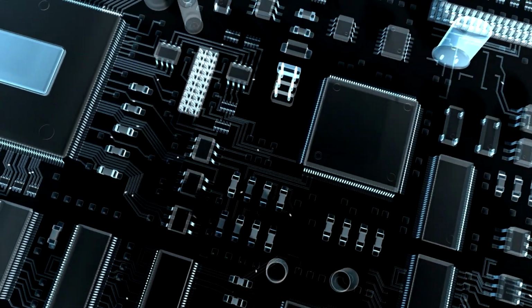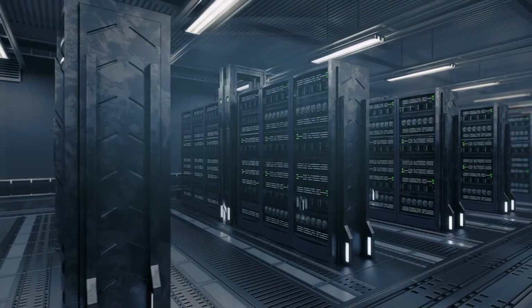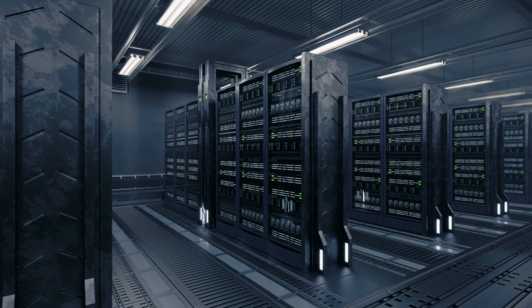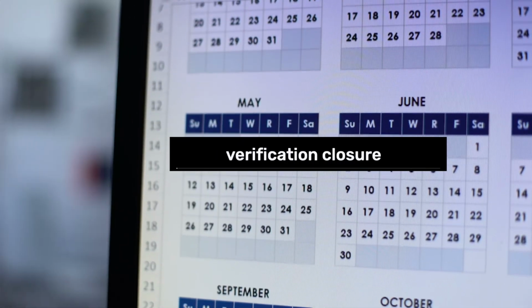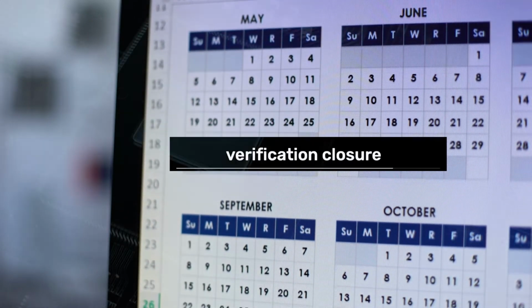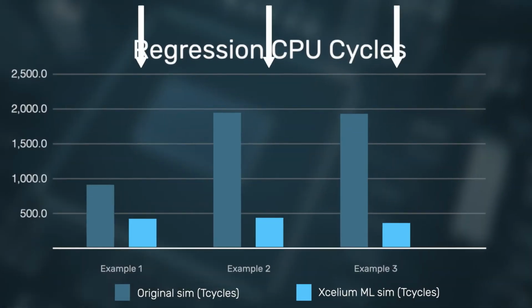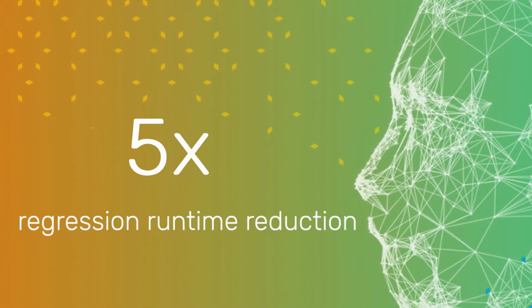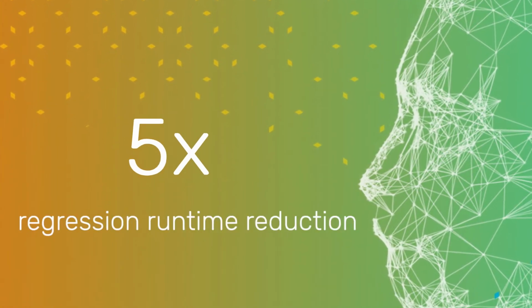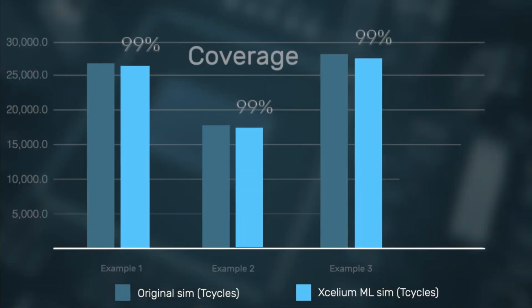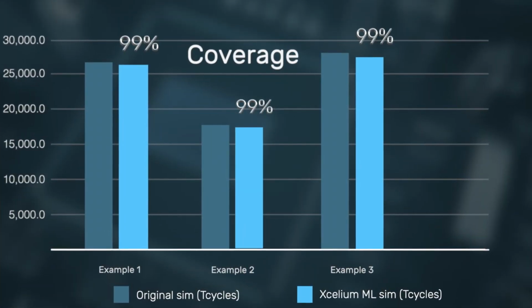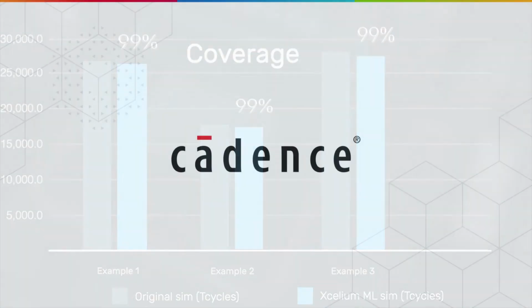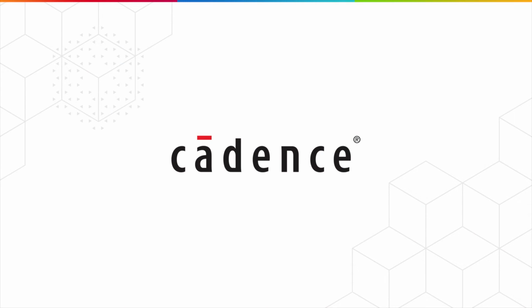Your designs are getting bigger. Verification is consuming thousands of CPU hours. And verification closure is taking longer than ever. You need to improve regression efficiency to increase your throughput and finish on time. Xcelium ML applies machine learning to reduce simulation cycles up to 5 times, while achieving the same coverage and accelerating verification closure. Cadence, computational software for intelligent system design.